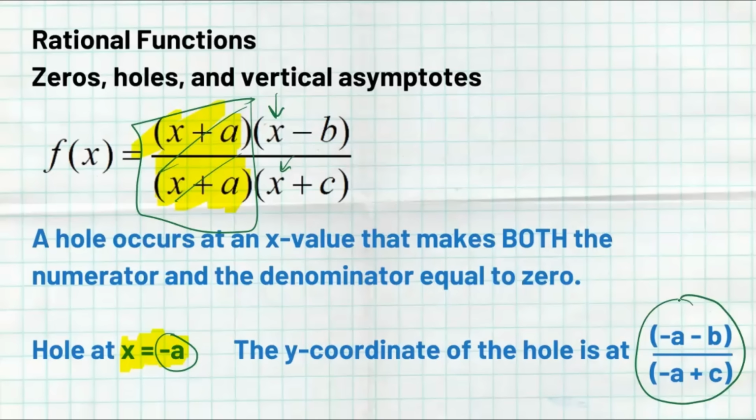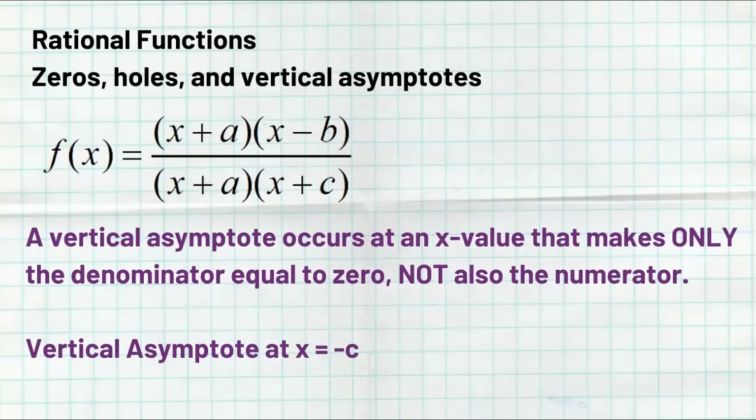Now, basically we're finding the coordinates of the hole, but there's really nothing there. So it's the coordinates of an empty spot, basically, but that is an important thing that you could be asked to find. Now, lastly, a vertical asymptote occurs at an x value that makes only the denominator equal to 0, not also the numerator.